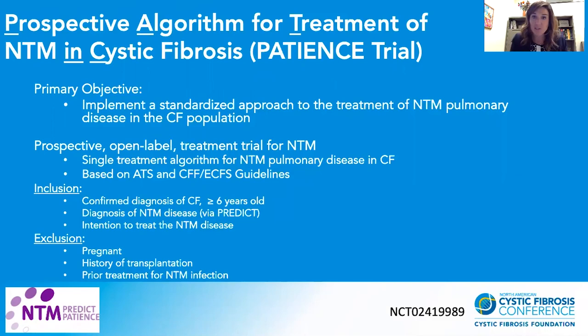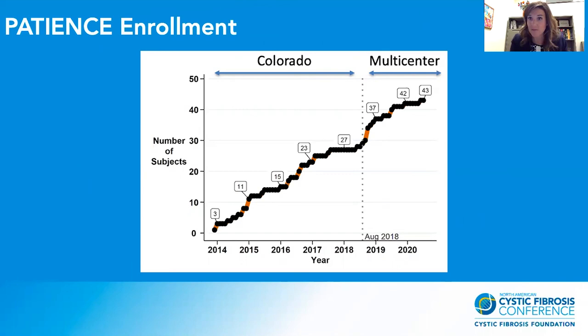Included are patients with CF greater than 6 years of age who have had that NTM disease diagnosis made during PREDICT. And then, of course, there's intention to treat. Excluded are patients who are pregnant, have a history of transplant, or have had prior treatment of NTM. And here's an overview of our enrollment. Currently, we have 43 subjects enrolled out of our target 70.